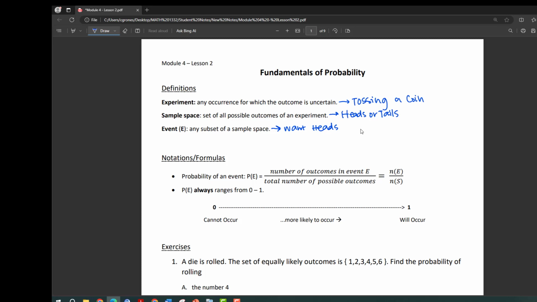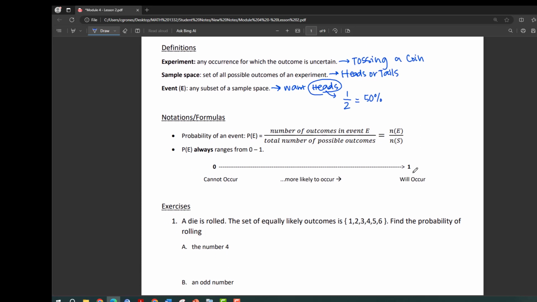So if we were calculating the probability of flipping a heads, we can either get heads or tails. So we have 2 options, and heads is one of those 2 options. So we have a 50% chance of getting heads, which means we have 50% chance of getting tails.